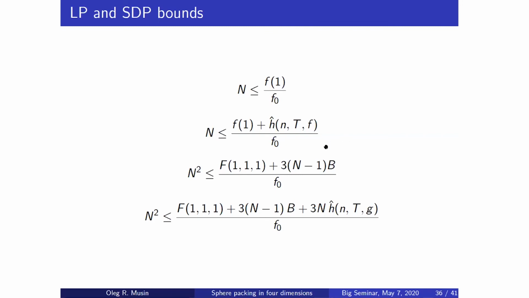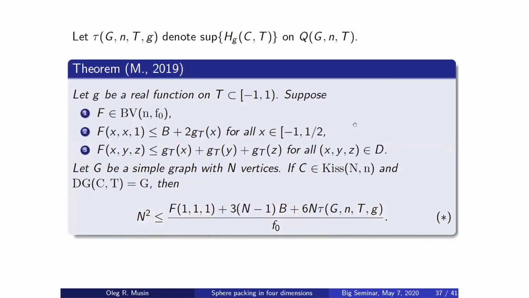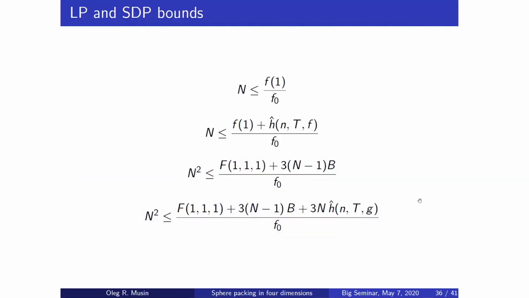What I did, I found that actually this function is non-positive in the interval [-1, 1/2]. But I considered some interval where this function can be positive, and I improved this a little bit and I proved the kissing number, solved the kissing number in dimension 4. This is Bachoc-Vallentin bound, semi-definite program.